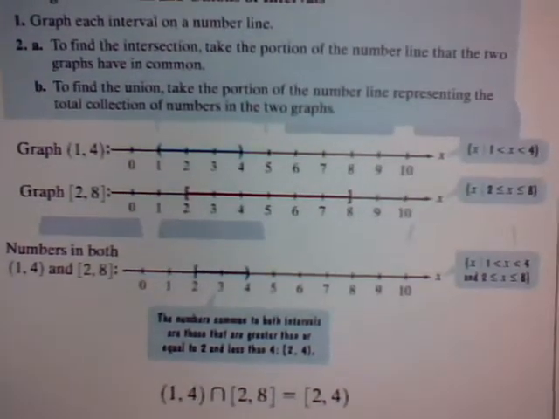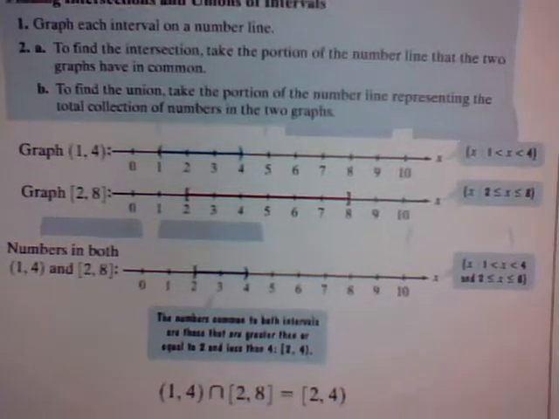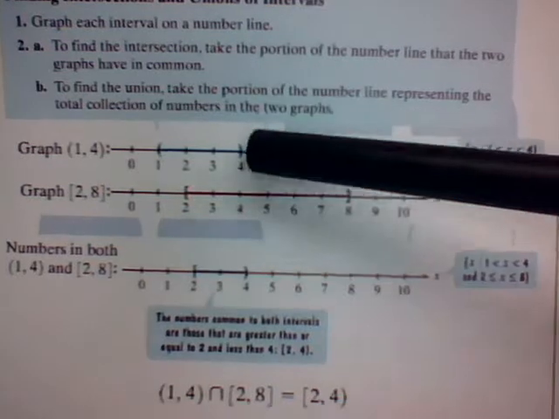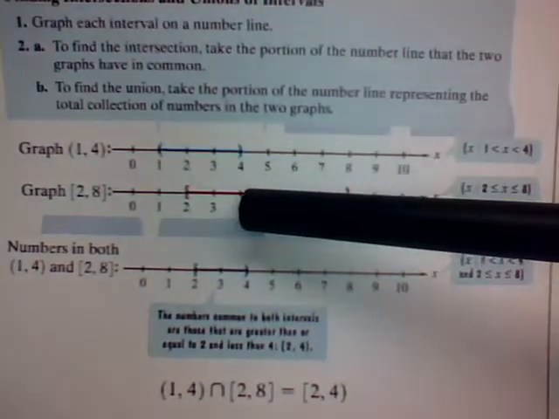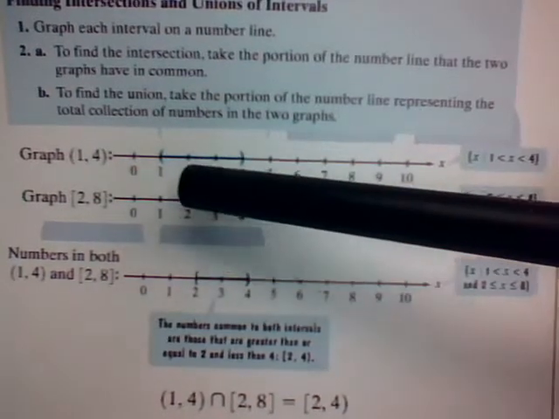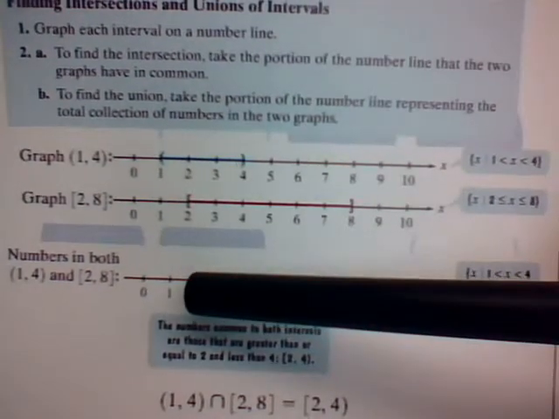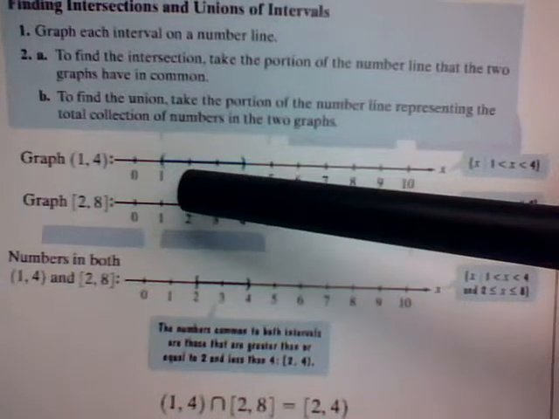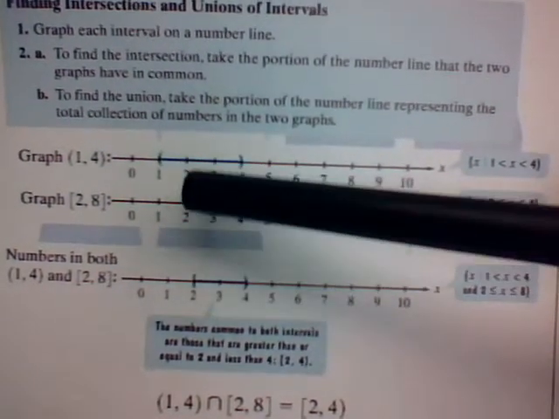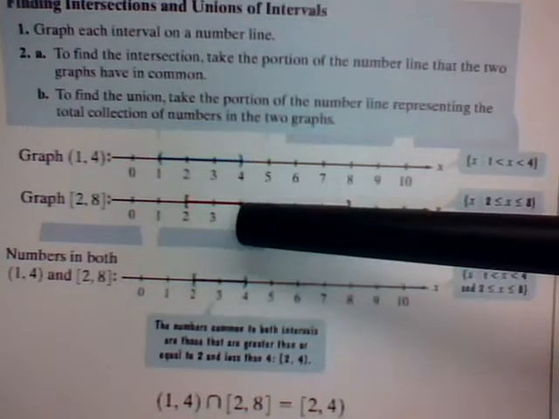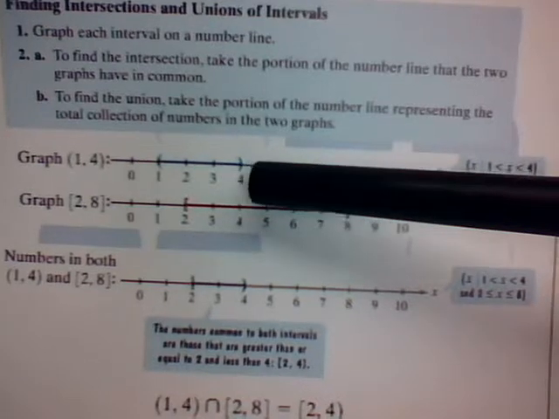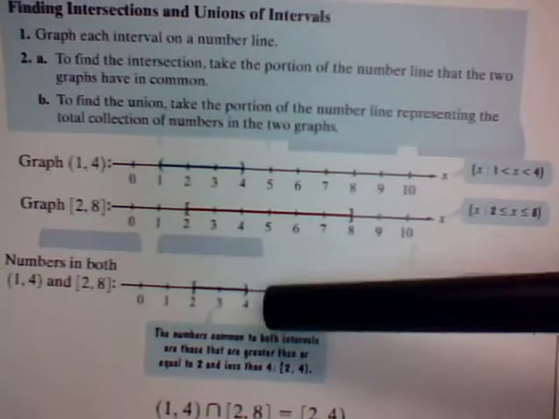Now we want to find out where these two overlap. Well, the overlap starts at 2 and ends at 4. Now notice, in this graph the 2 is included, and in the other one it's included as well. That's why we use a bracket here, because 2 is included in both of these. But the 4 is included in one, but not in the first one. So that's why we use a parenthesis.